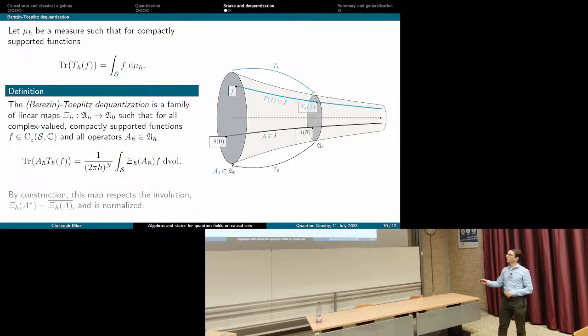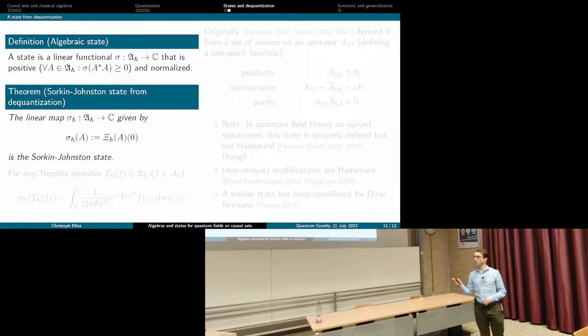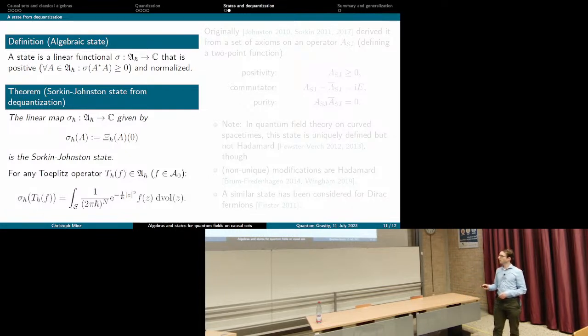Then, mapping back, we can use this measure, which is implicitly defined through this trace, to define a dequantization map. This dequantization map gives us again a classical observable corresponding to some quantum operator, and we can now use it to define a state. So in the algebraic sense, what is a state? A state is a functional that takes in any quantum observable and spits out a complex number. It has to be positive and normalized. And if you do this with the dequantization map that is dual to the Toeplitz quantization map for this finite dimensional setting, in particular for the causal set setting, then what you will find is actually the Sorkin-Johnson state. It turns out that the state you can define by dequantizing and then evaluating at the 0 point of your symplectic manifold.